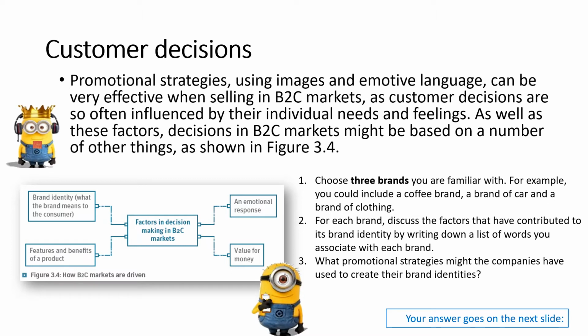And number 3, what promotional strategies might the companies have used to create their brand identities? So what are they doing in terms of an emotional response? Are they showing value for money? Are they showing features and benefits? Are they coming up with brand identities? Things like you can see on that diagram. Or if you think back to your first task where we were looking at inform, remind and persuade, which one of those are they doing? And those are the things you're going to need to think about.